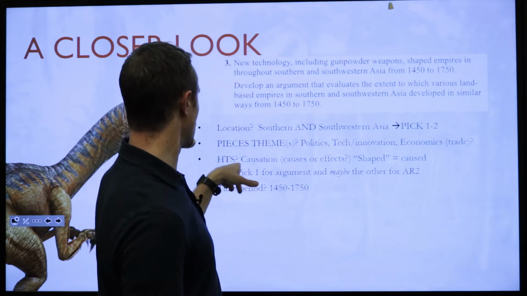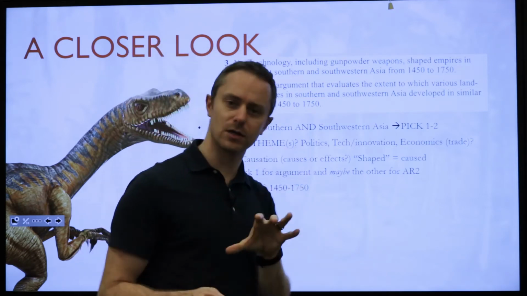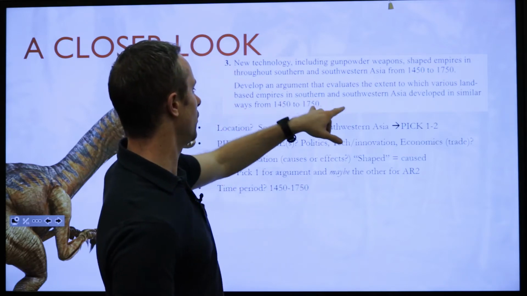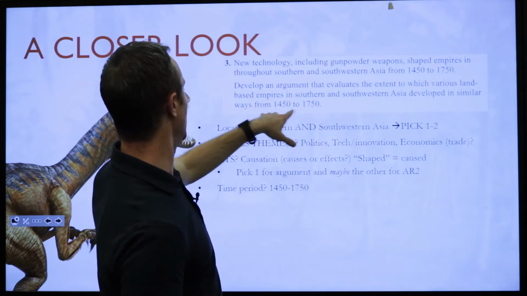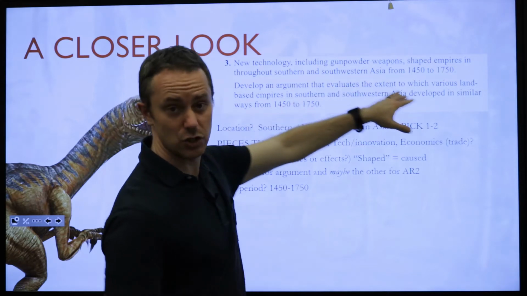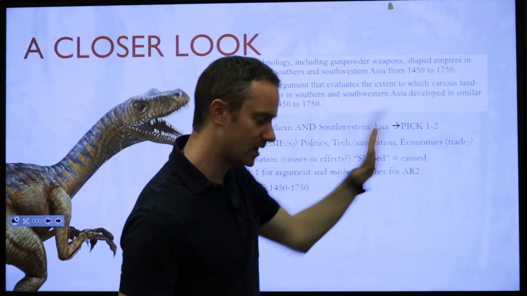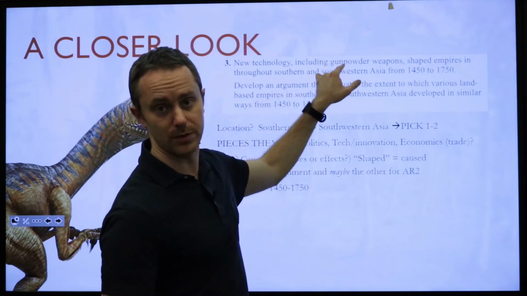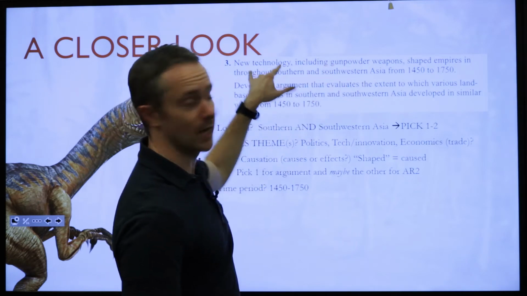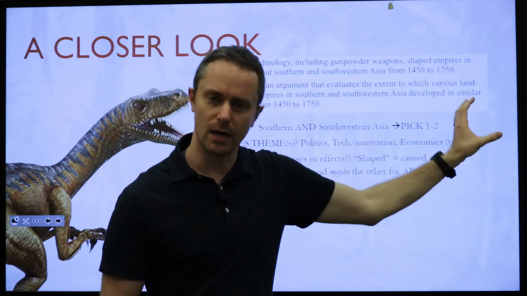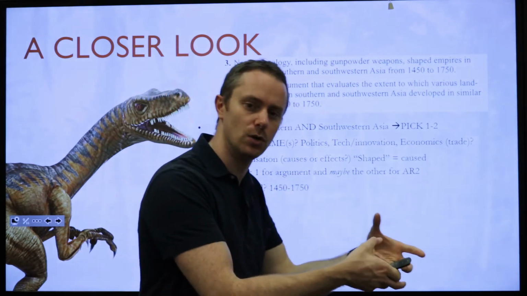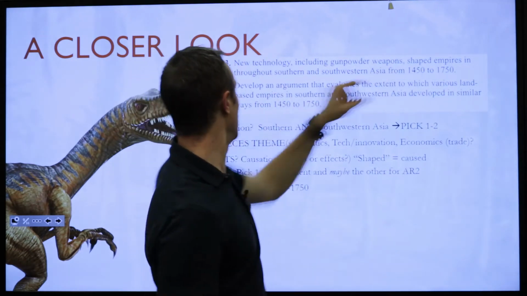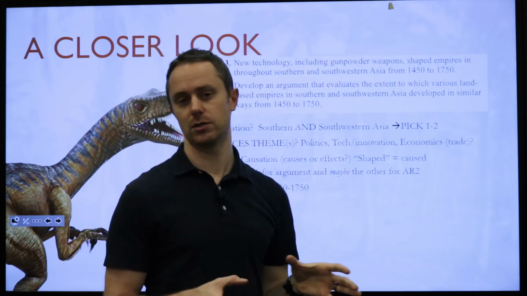Okay, then historical thinking skill. Again, this is clearly causation because we have a word right in here, developed. Okay, so that's a change. So cause and effect, right? Developed, and it's a result of gunpowder weapons. Okay, and new technology. New technology, gunpowder weapons, leads to the shaping of empires throughout these 2 regions, okay?